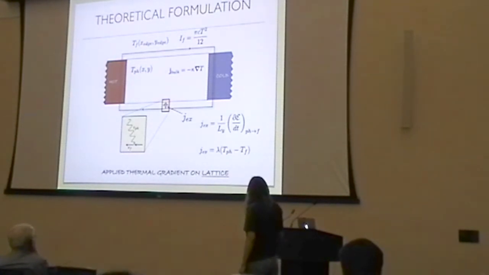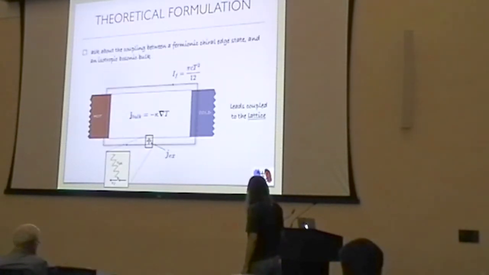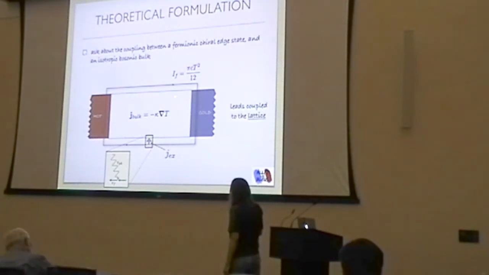One other thing I didn't mention is that these are the leads for applying the temperature gradient, but the other leads for measuring various quantities are also coupled to the system at the edges, but on the lattice.